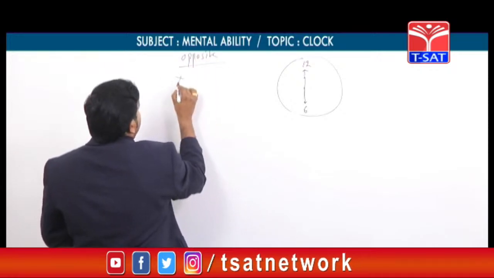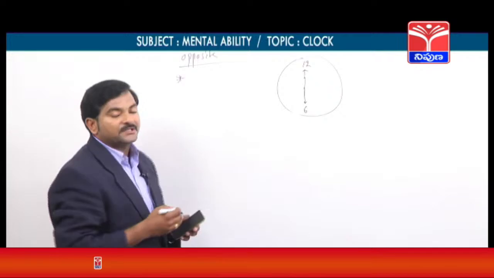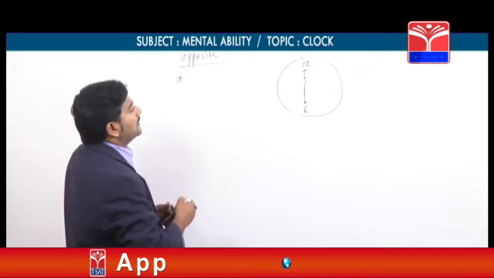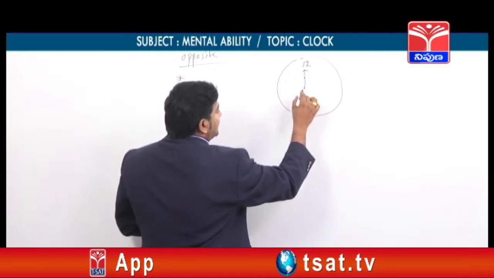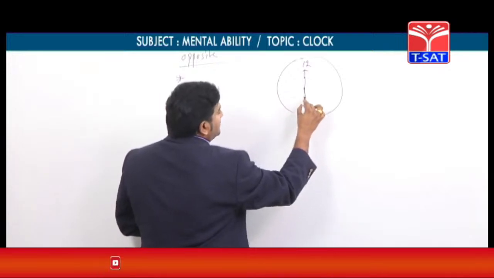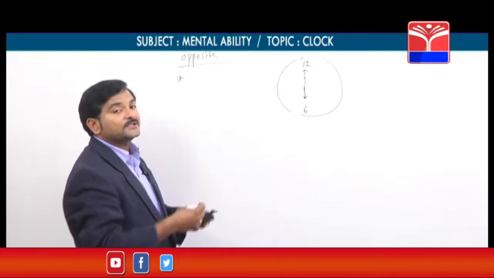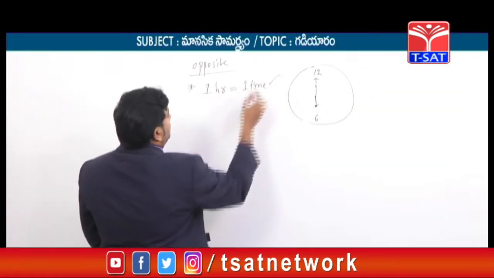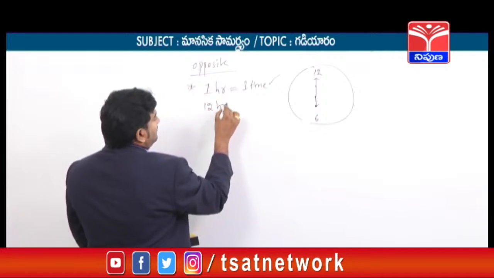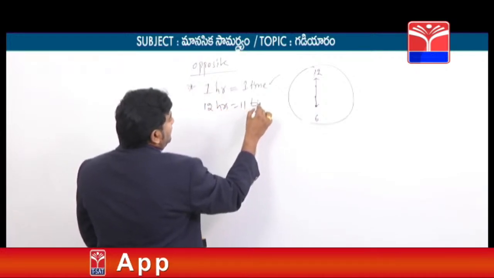So the first condition is, let's say the time is exactly 6 o'clock. Okay, now the time is exactly 6 o'clock. By taking 6 only we will discuss. Every 1 hour, the two hands coincide only one time. But for 12 hours, it could be only 11 times.